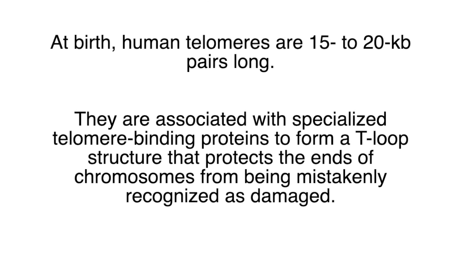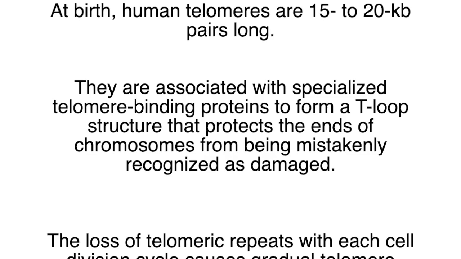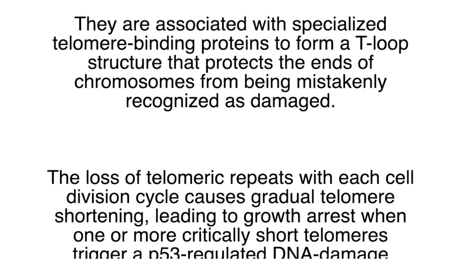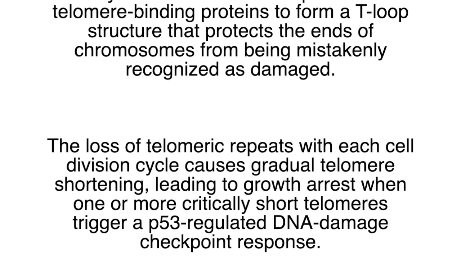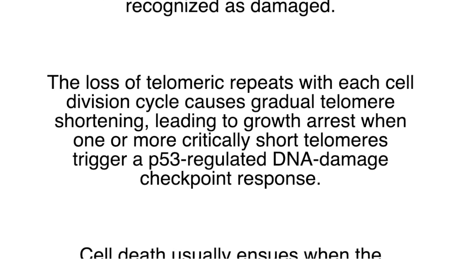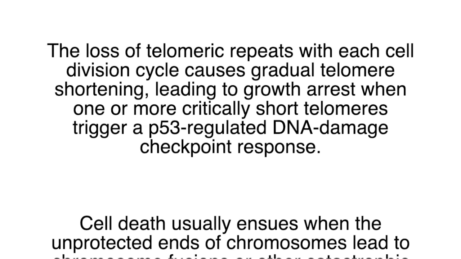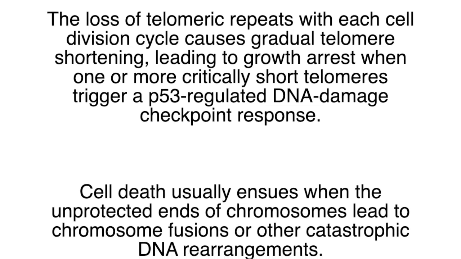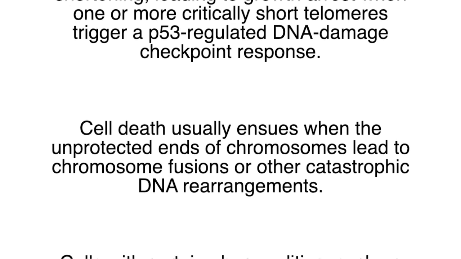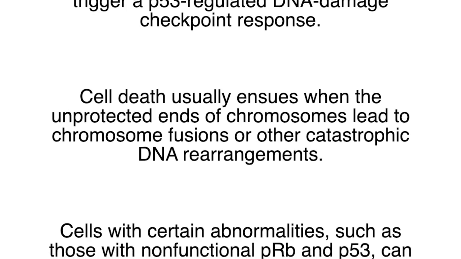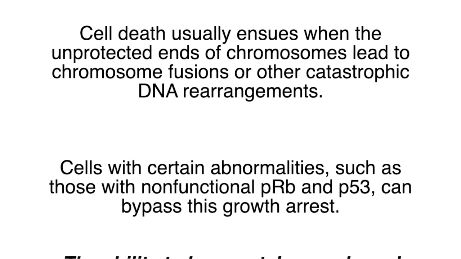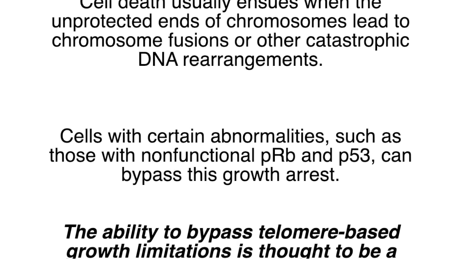The loss of telomeric repeats with each cell division cycle causes gradual telomere shortening, leading to growth arrest when one or more critically short telomeres trigger a p53 regulated DNA damage checkpoint response. Cell death usually ensues when the unprotected ends of chromosomes lead to chromosome fusions or other catastrophic DNA rearrangements. Cells with certain abnormalities, such as those with non-functional pRB and p53, can bypass this growth arrest.